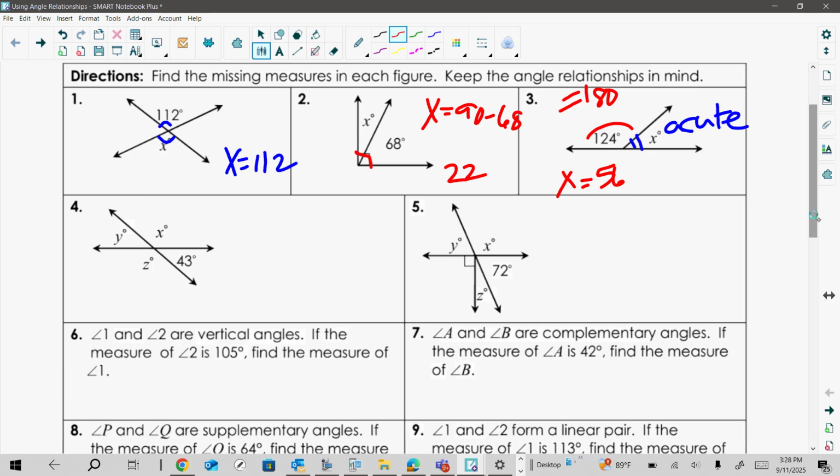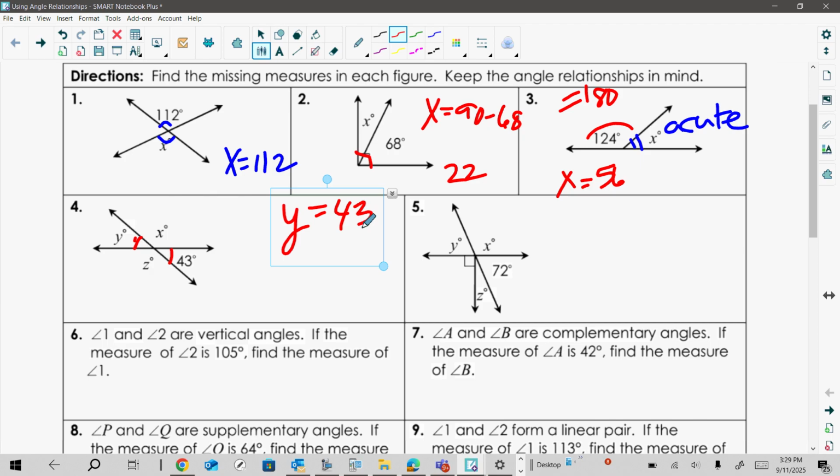Now, if you have multiple lines intersecting, always try to find your vertical first. So right off the bat, I'm given the angle 43 degrees. I look across to find my vertical. Y is the vertical right here. They're across from each other, so they're going to be congruent. So y is 43.